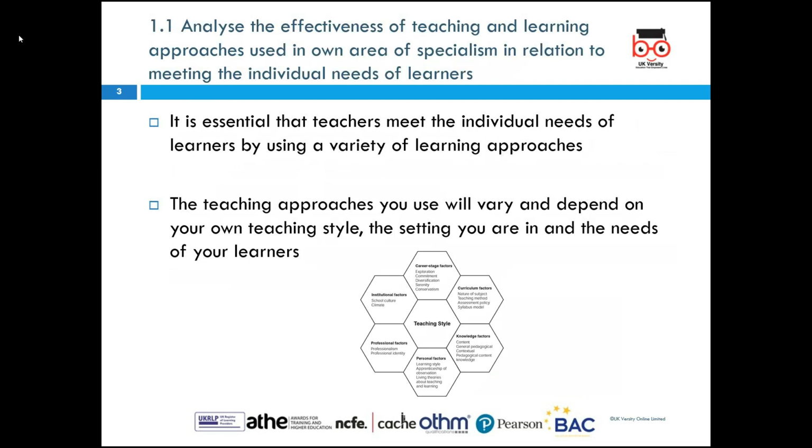So 1.1 is analyze the effectiveness of teaching and learning approaches used in own area of specialism in relation to meeting the individual needs of learners. Now, I remember that some students can get a little bit confused when it says specialism. You start thinking, oh, but I don't have a specialism within work. What is my specialism? Your specialism is the fact that you work in a primary.